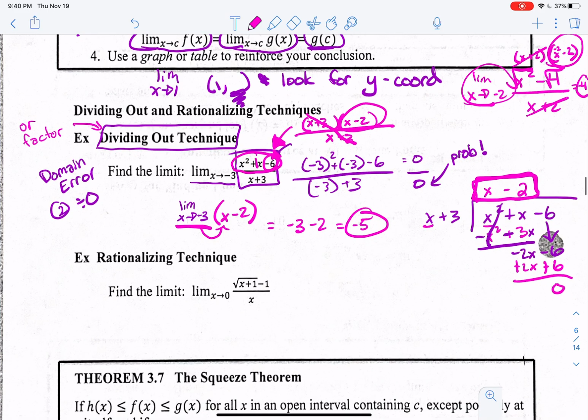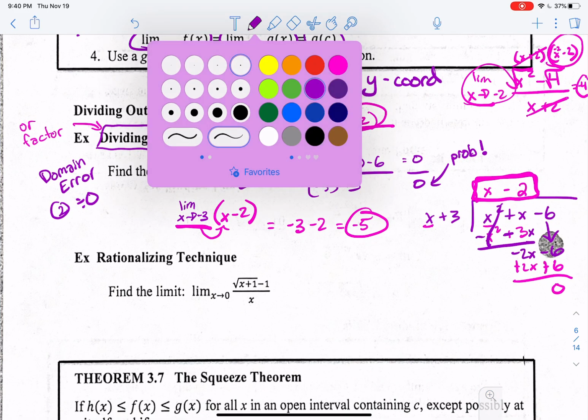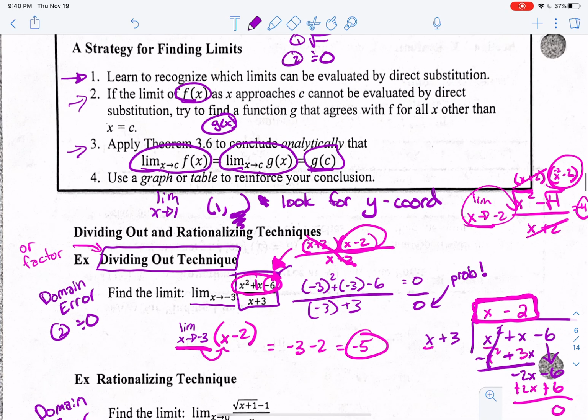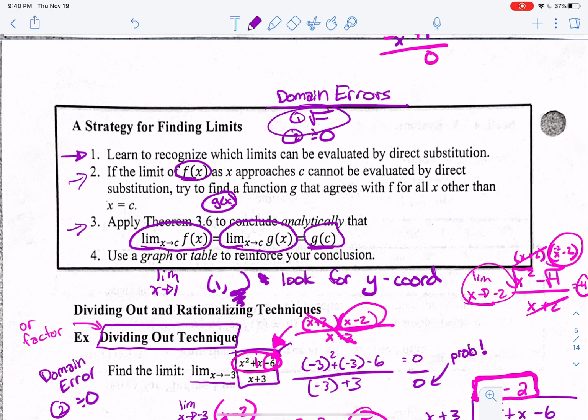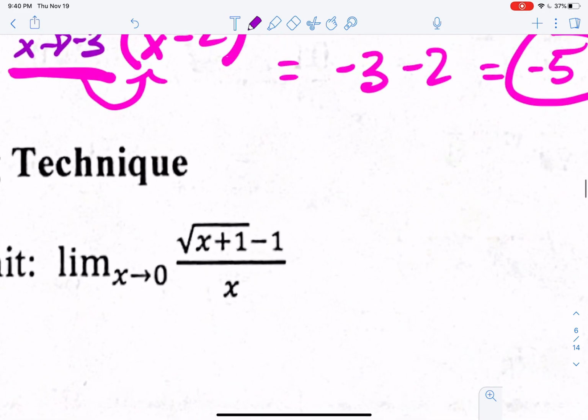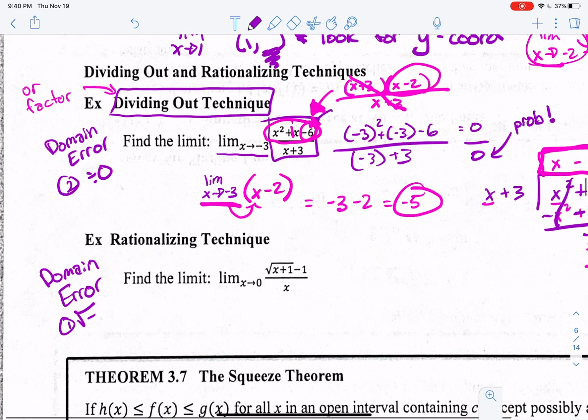Okay, the rationalizing technique. This addresses domain error. I think I called this error 1 up above here, which was a negative inside of a square root. It doesn't here. This one addresses domain error number 2, where I'm dividing by 0.